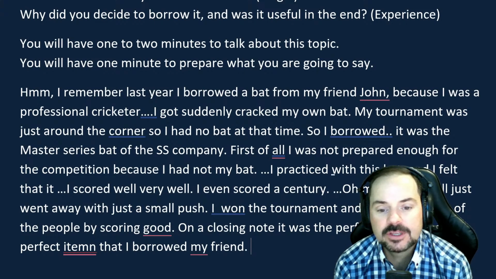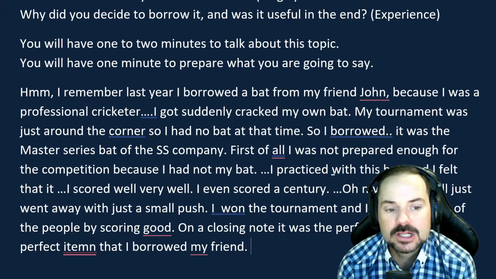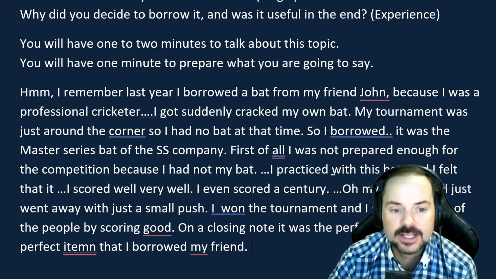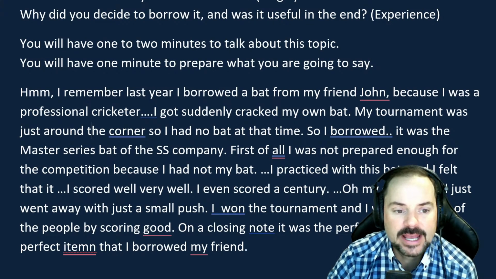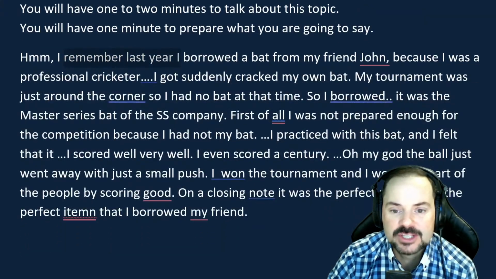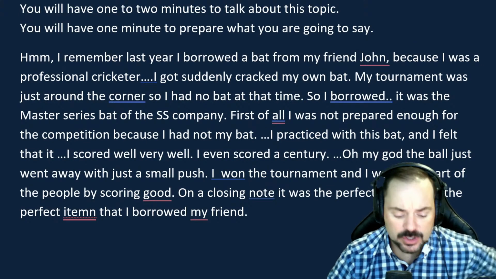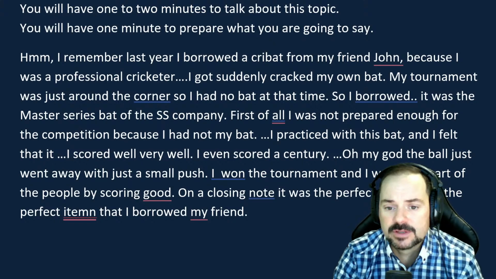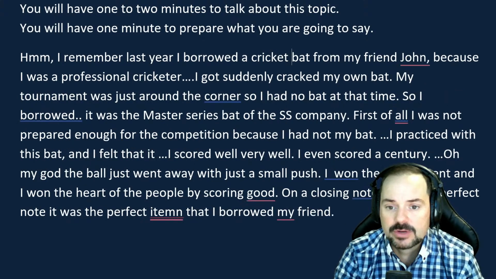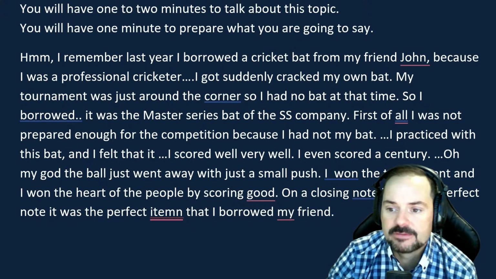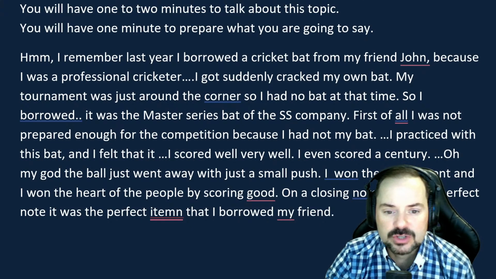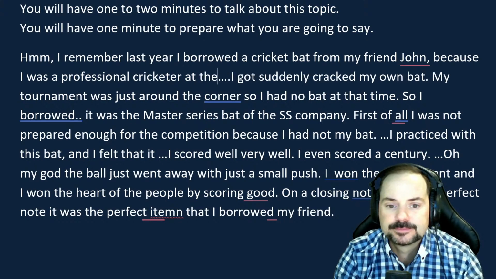So you have to give me a little bit more clarity on some parts. And you were telling a story, and that was good. Let me go back to what I have here. So you said, I remember last year I borrowed a bat from my friend John. I would introduce that it's a cricket bat right away, because there are lots of different types of bats, right? So: I remember last year I borrowed a cricket bat from my friend John because I was a professional cricketer at the time.